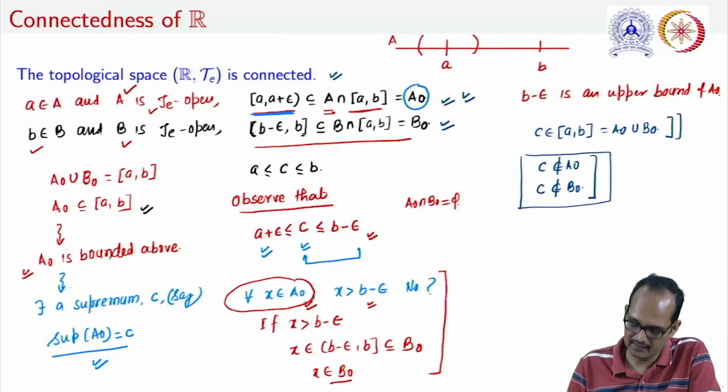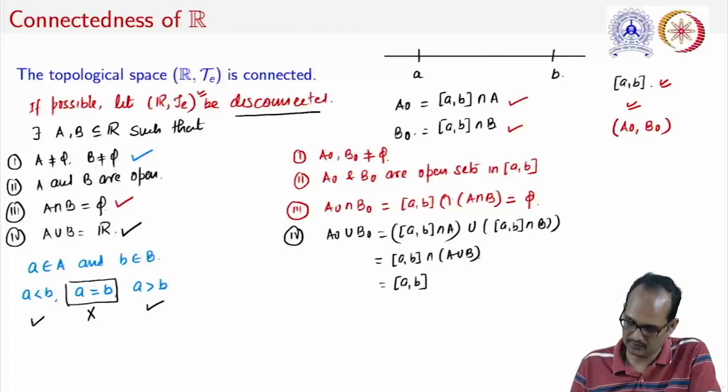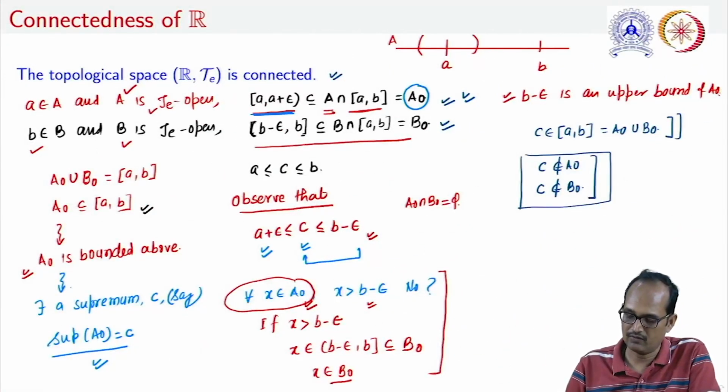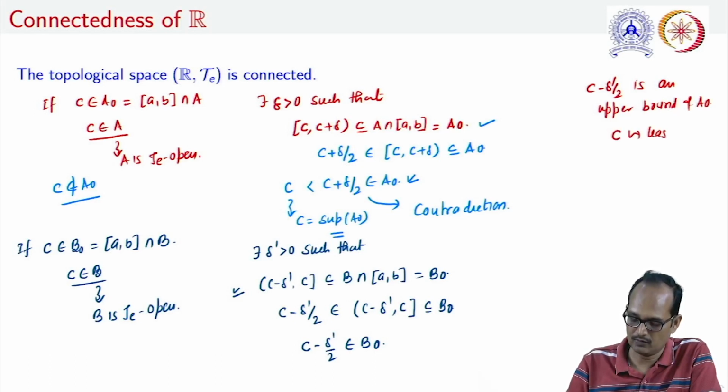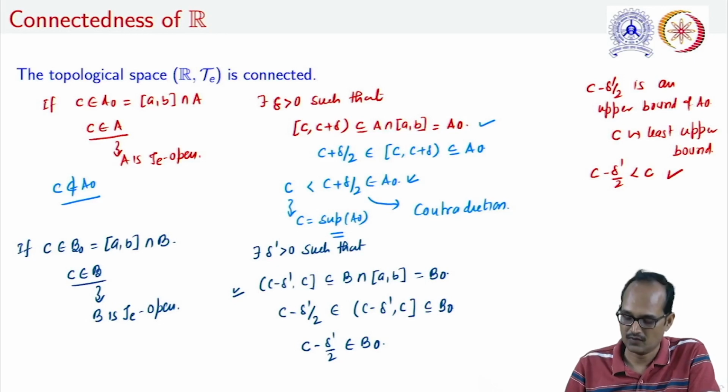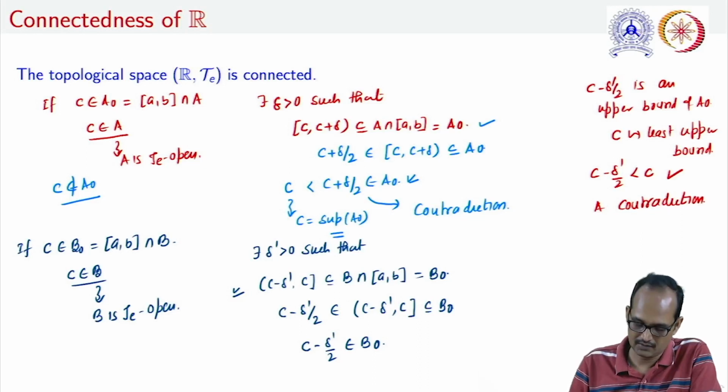As we have justified here that this B minus epsilon is an upper bound of A naught, in the same line we can say that this C minus delta dash by 2 is an upper bound of A naught, but note that C is the least upper bound, and what we have with us is that this C minus delta dash by 2 is strictly less than C. Again we reach a contradiction. Thus in this case too, C cannot be an element of B naught.